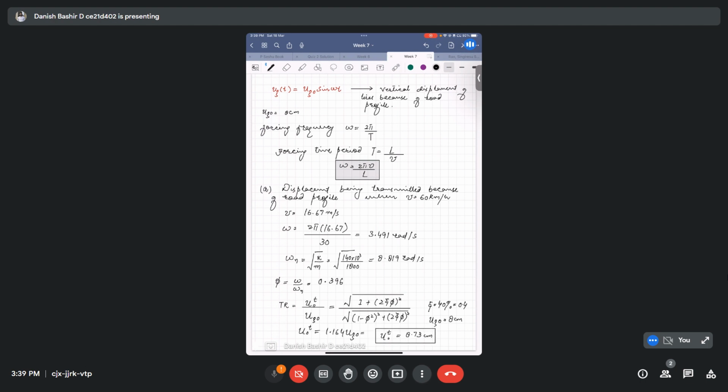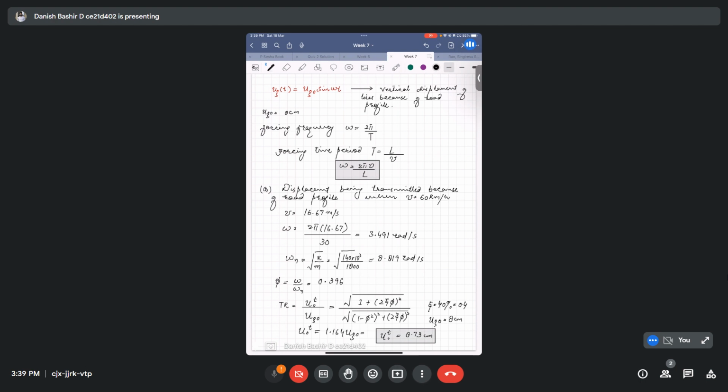So you are getting the point here. The amplitude of the profile of the roadway is 8 centimeter. Because of that, 8.73 centimeter displacement is being transmitted to the suspension system of this automobile, given that the automobile is traveling at 16.67 meter per second, that's 60 kilometer per hour. So this transmitted displacement is a function of speed. For example, if the vehicle is traveling at a very high speed, the displacement transmitted will be very high.